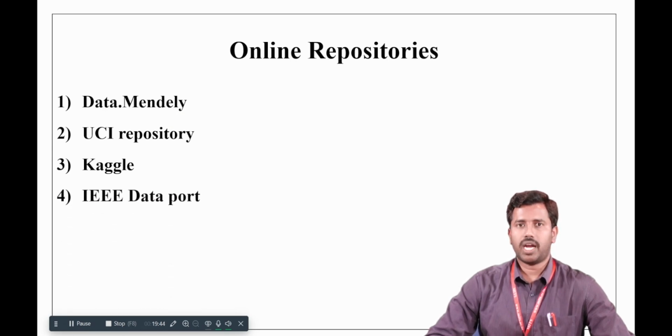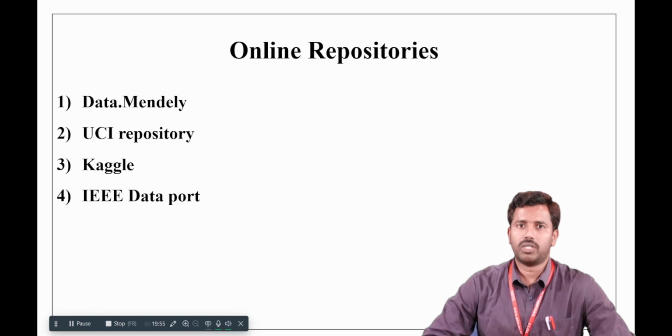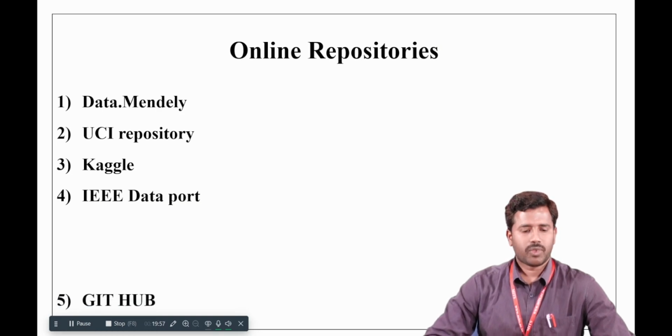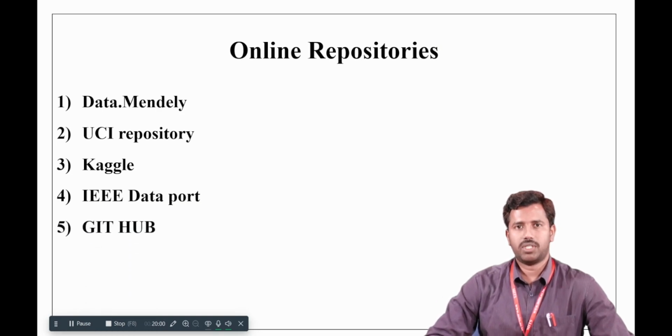The next one is IEEE DataPort. To access these IEEE benchmark datasets, we need an IEEE account. Without IEEE membership, it is not possible to download the dataset for free. And the fifth one is GitHub, which is very popular these days for students and faculty, where we can get the source code as well as datasets.